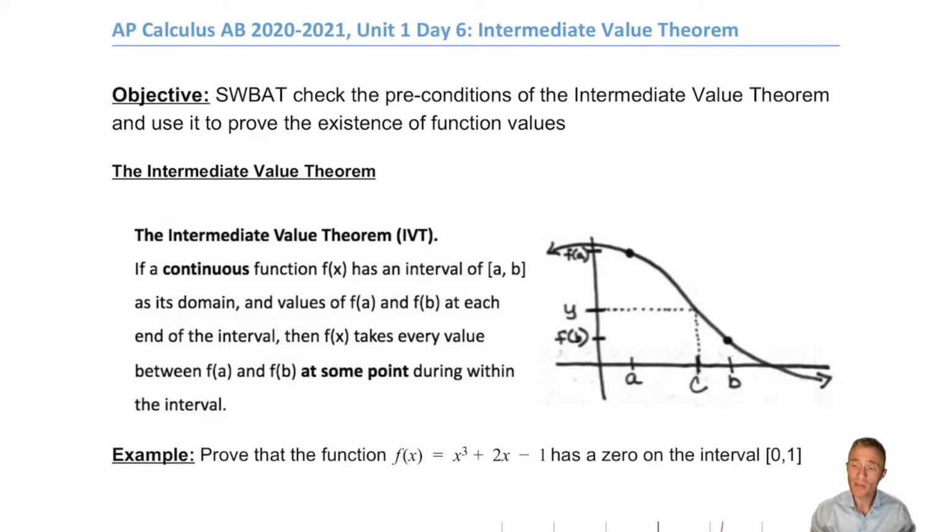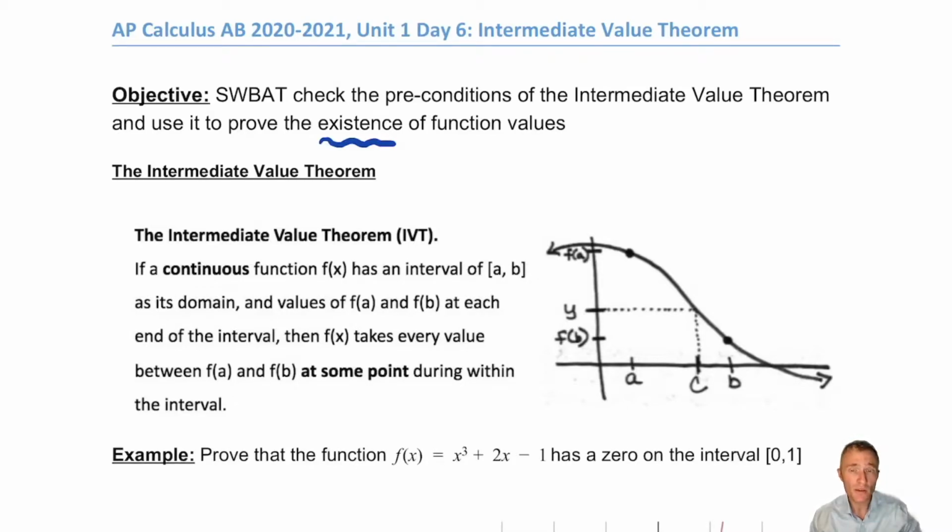Today, we're going to talk about the Intermediate Value Theorem with a focus on being able to check the conditions that need to apply to a function in order to be able to apply the Intermediate Value Theorem, and how to use it to prove the existence, notice the word existence here, of some function values. This is the first of what we're going to call in AP Calculus the existence theorems. They're going to tell us that our function must be equal to some value at some point, even if we don't know what it is.